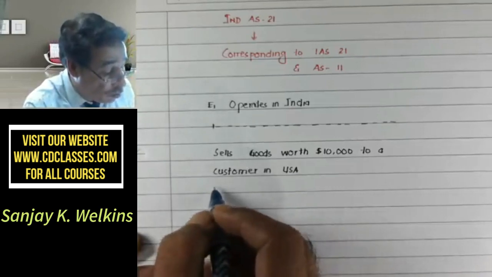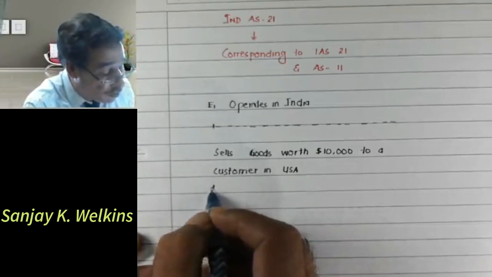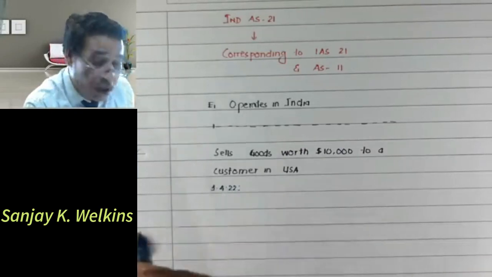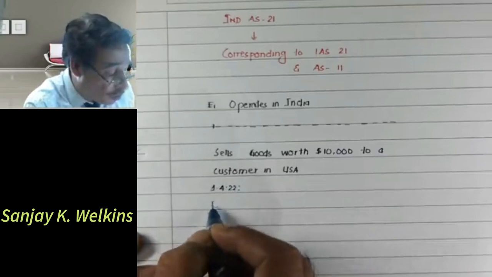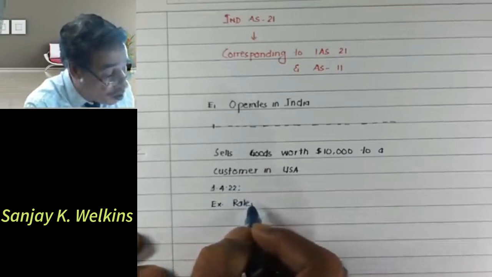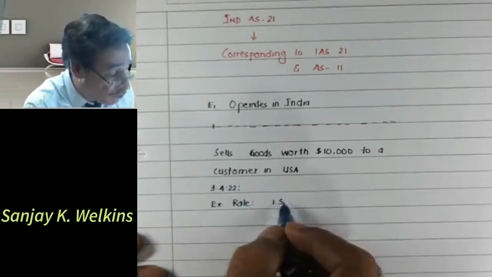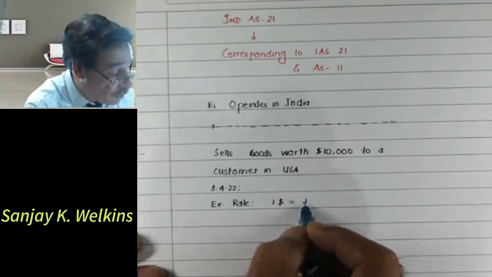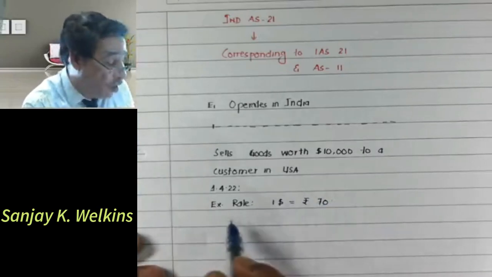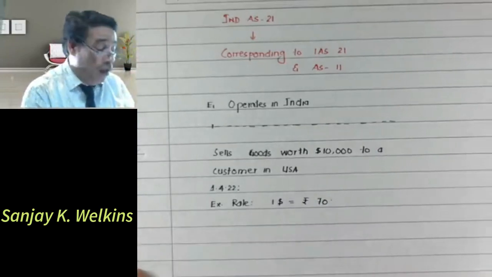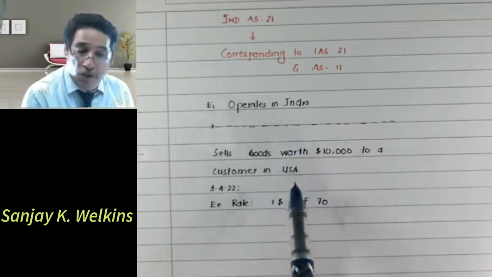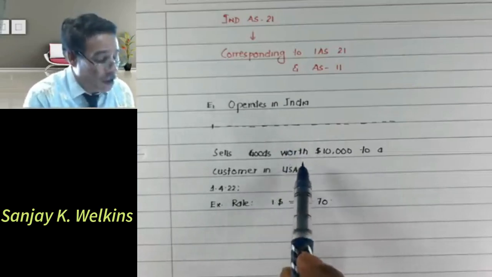Let us say we sold the goods on 1st of April 2022. On this date we sold the goods. We further presume that on this particular date the exchange rate happens to be $1 is equal to, let us say, ₹70, correct? $1 is equal to ₹70. Now, it is a foreign currency transaction, because any transaction which is denominated in foreign currency is considered as foreign currency transaction.